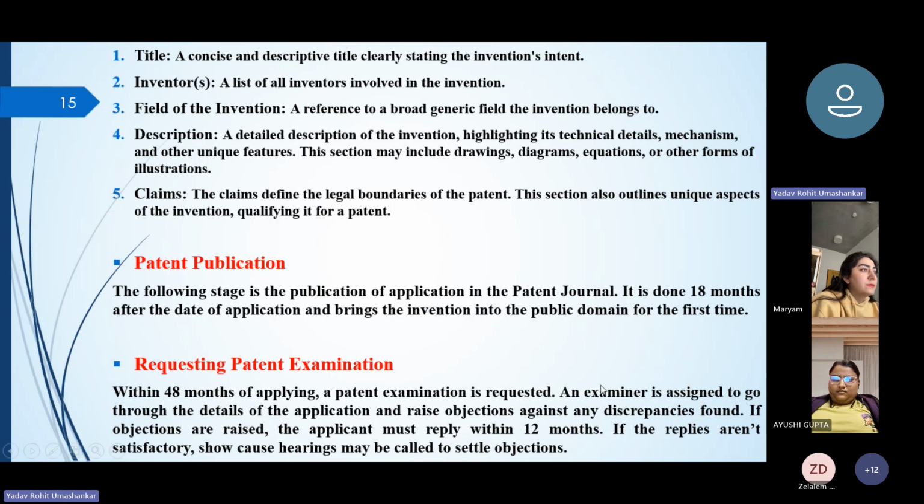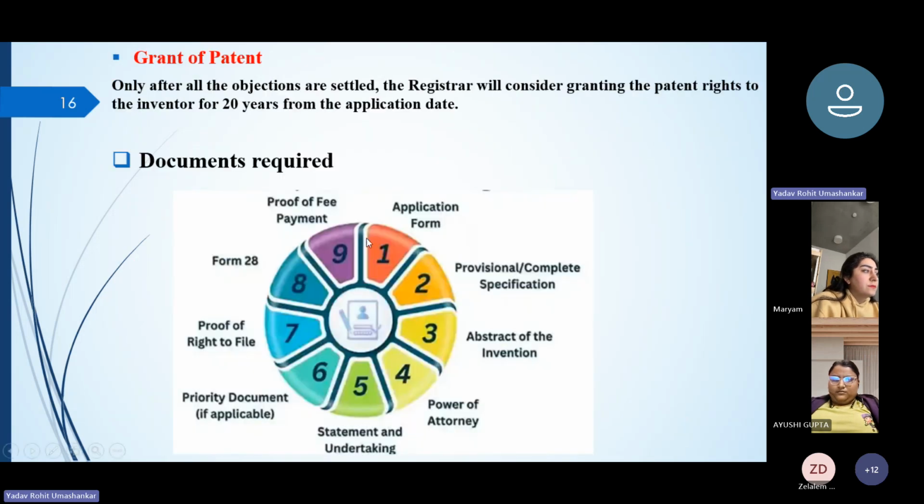And if both the examiner and the examinee agree with that, then it goes for the grant of patent. So only after all the objections are settled by the examiner will you get a grant of patent for your invention for the period of 20 years.